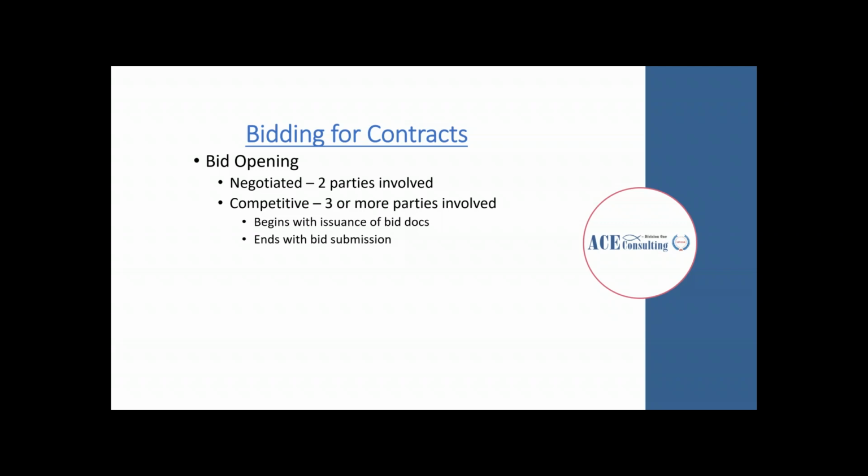The bid opening. When it's time to award a project, the bid can be opened in different ways. In a negotiated bid, there are only two parties involved. In a competitive bid, there are three or more parties involved. And in a competitive bid, it starts with the issuance of the bid docs. Everyone gets all the information at the same time, and it ends with the bid submission. Everybody must submit their bids also at the same time.